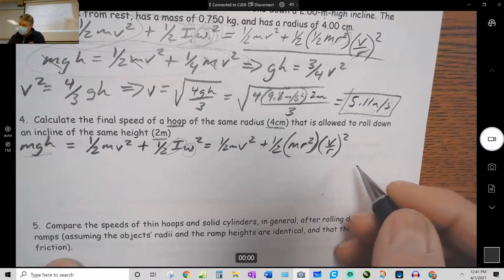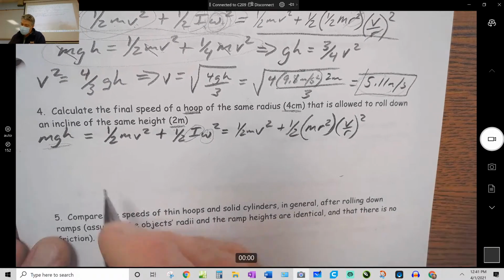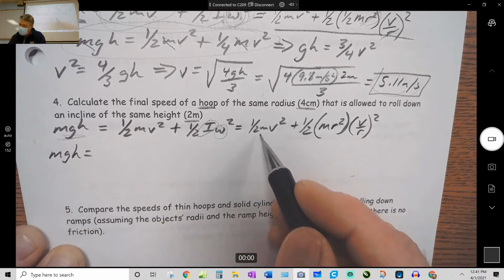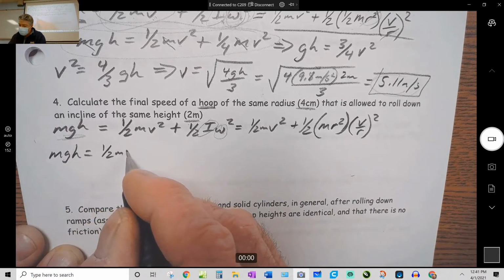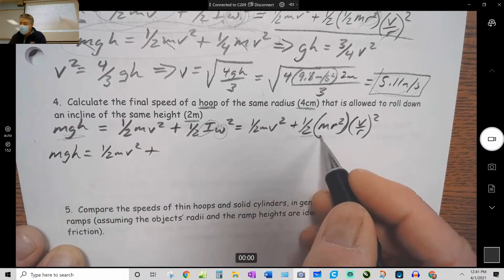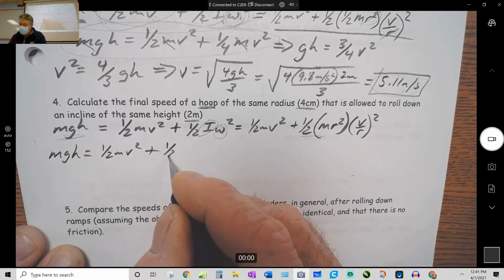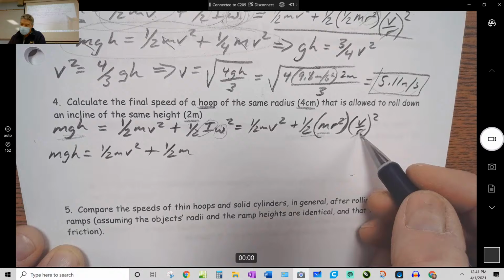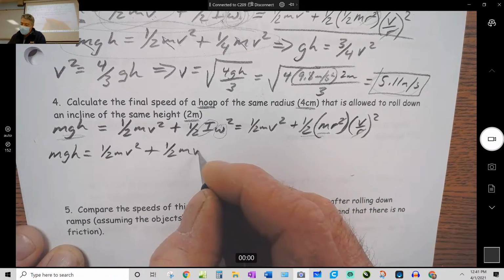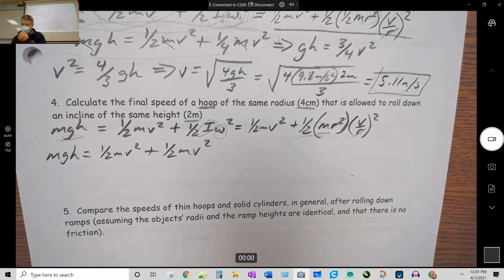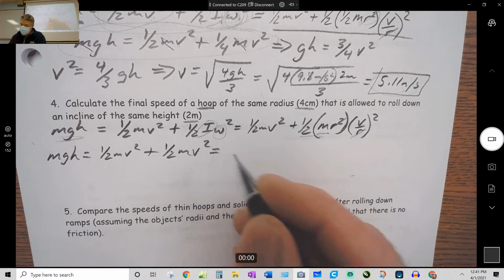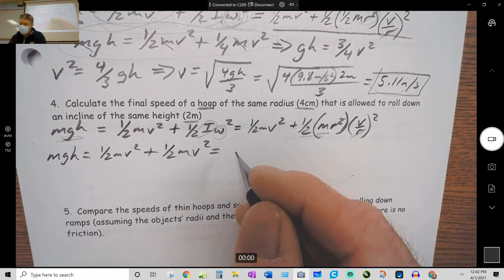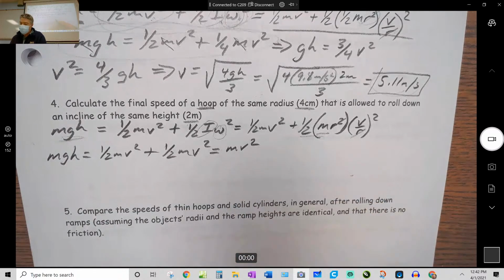I guess I'll go down to my next line. This becomes mgh equals 1/2 mv squared plus 1/2 times m. The r squareds cancel. There's going to be an r squared on the bottom of that, v squared. So this is just 1/2 mv squared and 1/2 mv squared. So it's mv squared.